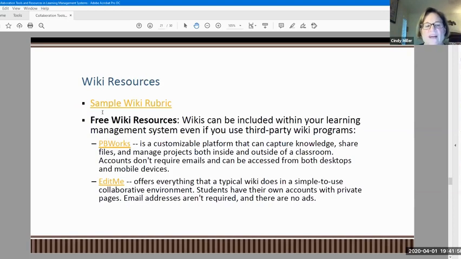So I do provide a sample Wiki rubric. These are the free Wiki resources that are out there. I think Dr. Alexander and I use PBWorks quite a bit, but there's also one called Edit Me. These are free. So students can go out there and develop their own e-portfolio using these wikis, and I encourage them to do that with either one that they want to use if they want to have access to that e-portfolio after the course.